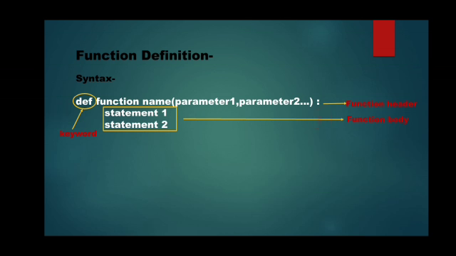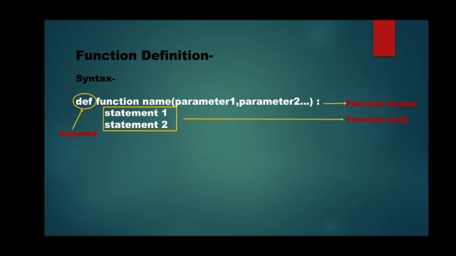Right? Now coming up to the function body. The function body contains statement 1, statement 2. It will contain all the statements that will be executed whenever we refer to this function name. So all the set of statements which are to be executed when this particular name is called will come under the function body. And as you can see, the function body is indented. Since it is part of the compound statement, the statements in the body are indented.